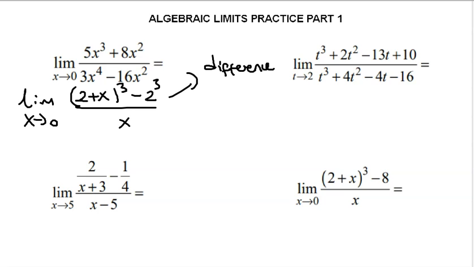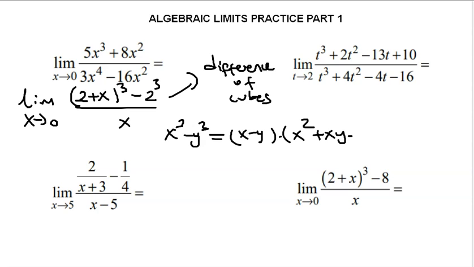Difference of cubes with a minus sign in between them. So what do we do if we have x cubed minus y cubed? I'm going to rewrite it over here. The way we try to factor this expression is x minus y times x squared plus xy plus y squared. So we're going to apply exactly the same thing to this top function, and let's see how it turns out.